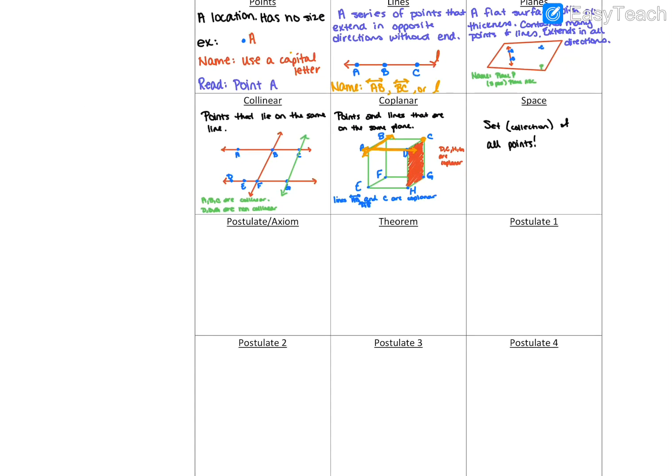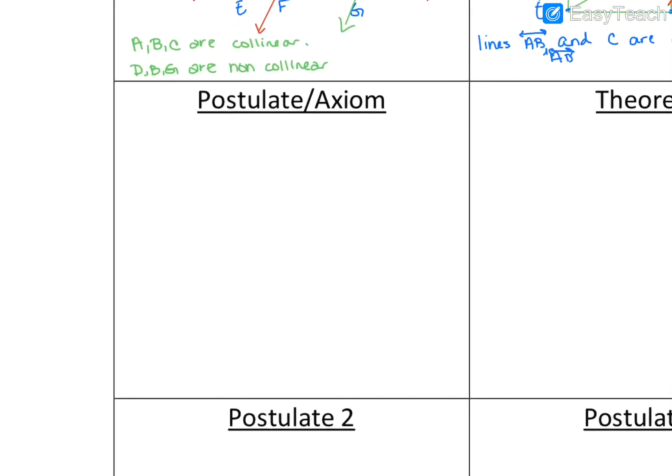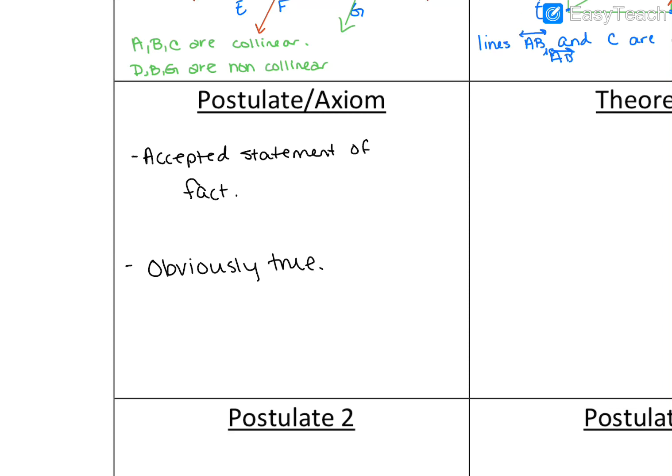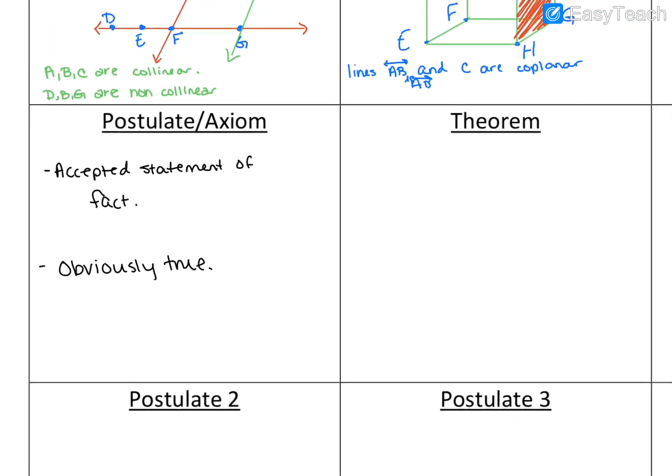So what is a postulate or an axiom? Now this one might be new. You heard me maybe say it a little bit earlier, postulate. So a postulate is an accepted statement of fact. So what that means is it's just something that is obviously true. I don't have to sit here and try to convince you that it is true because it is obvious.